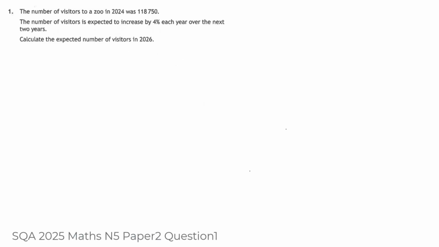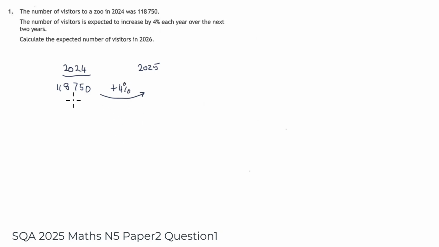So here we have question 1. We're told the number of visitors to a zoo in 2024 is 118,750, and we're expecting that number to increase by 4% for each of the next 2 years. And we're asked to calculate the expected number of visitors by 2026, that's 2 years later. So we're looking at the 2024 figure, which we know is 118,750. And to get the 2025 figure, we have to increase that by 4%. We have to add 4%.